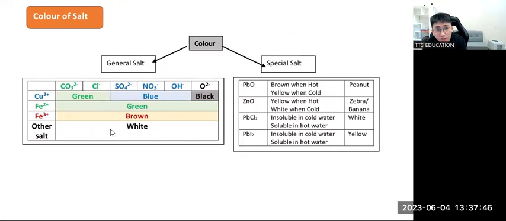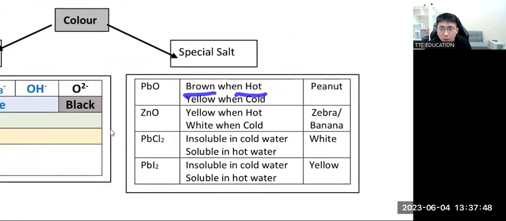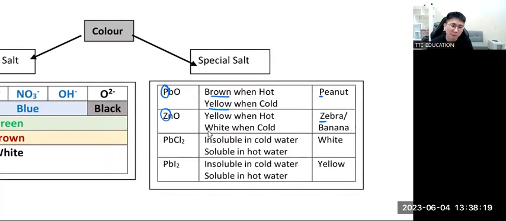We have a little bit of special salts. Usually you see brown when hot, yellow when cold. Yellow when hot, white when cold. Usually how I memorize, you see this one, P is for peanut. Why? Because before you cook, peanut is yellow. After you cook peanut, the color becomes darker, becomes brown. So brown when hot, yellow when cold. Then for Zn, it's zebra. Why? Before you cook, zebra is white color. After you cook, zebra is yellow color. Don't ask me how I know. No guys, I never ate zebra meat before. Just saying.